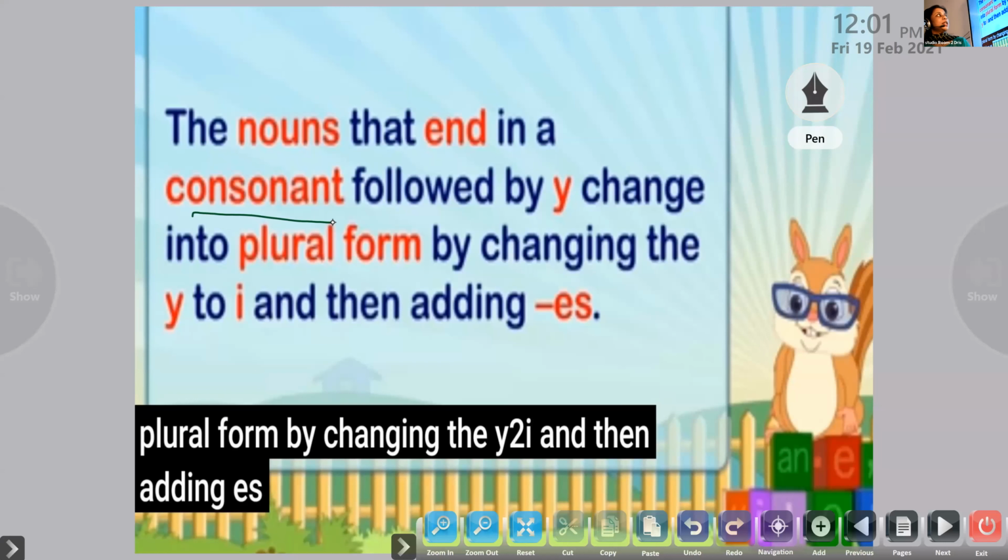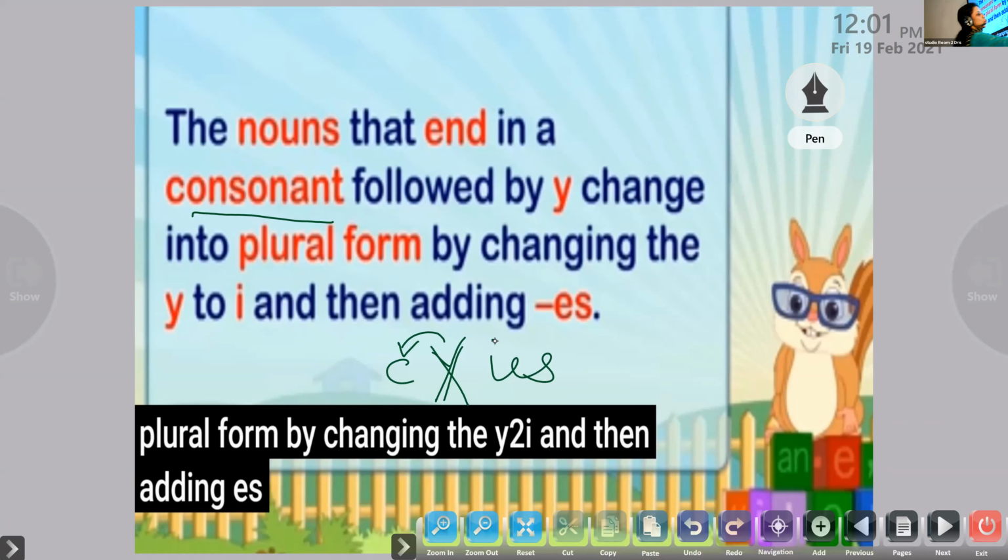If it is preceded by a consonant, all of you please do learn it thoroughly. Y, all the words ending in Y. There are two rules for it. Just check the letter before the Y. If it is a consonant, we know that there are 21 consonants in the English alphabet. If it is a consonant, what we have to do? Drop the Y and add IES to it.